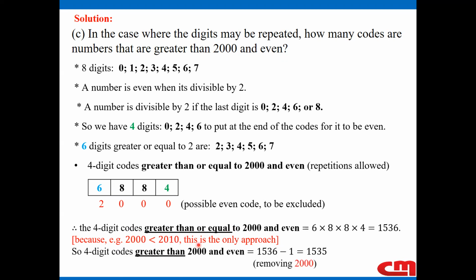And remember, I said this is the only approach. So problems of this nature, at times you cannot run away from including, then subtracting. You have to do it that way. So the 4-digit codes greater than 2000, no longer equal to 2000, strictly greater than 2000 and even, we take this number and subtract 1, that is removing the 2000 that we have seen is possible, right? So this is the answer to the solution. And this is the only approach you can do. Include, then remove.